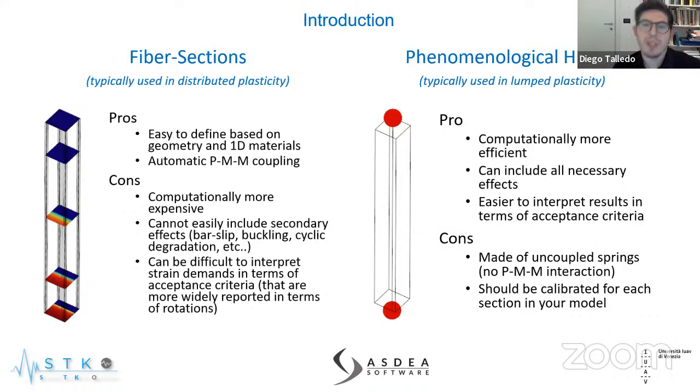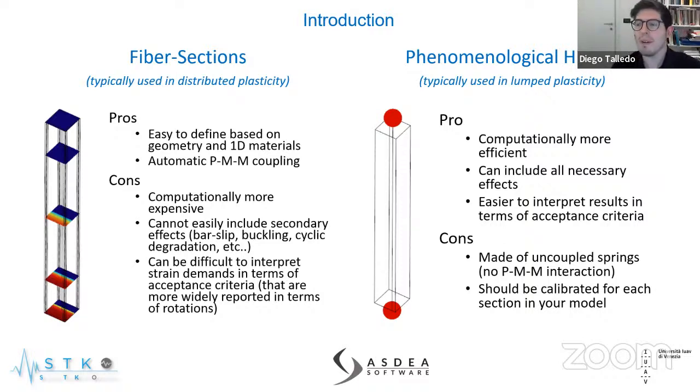Of course, there is a lot of literature. There are a lot of papers out there that deal with these specific topics and that try to include these aspects, maybe with specific hinges added or some other strategies. So it can be done, but it's not super easy and not so comfortable. The other thing is that it can sometimes be difficult to interpret the strain demands computed by the analysis in terms of acceptance criteria. These criteria are more widely reported in terms of rotations.